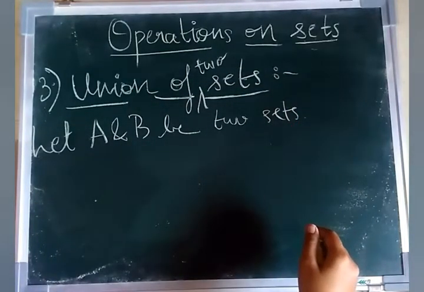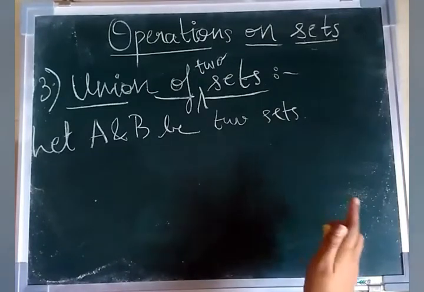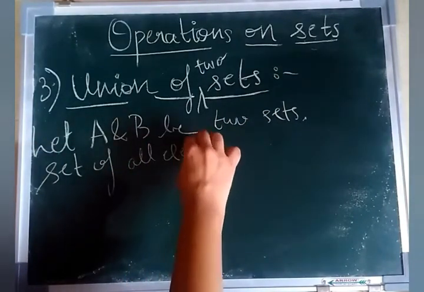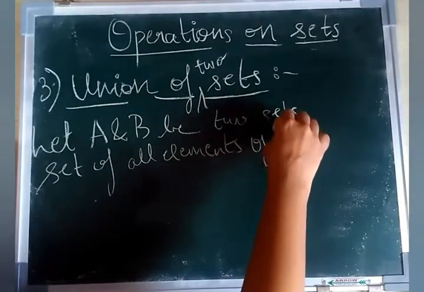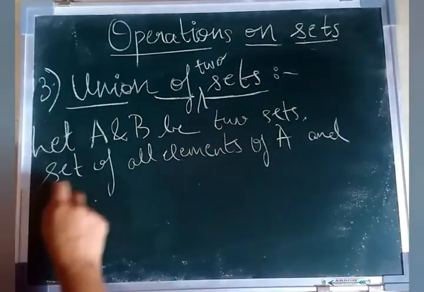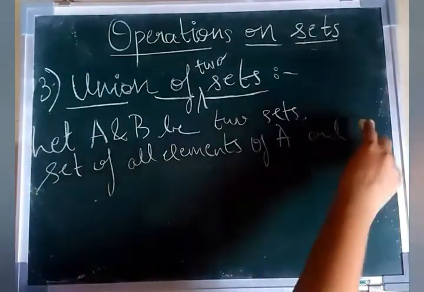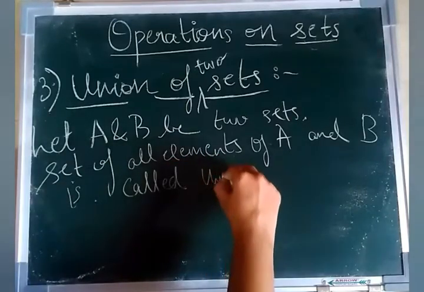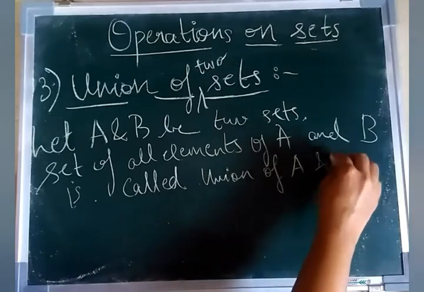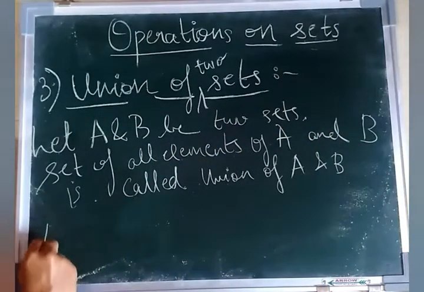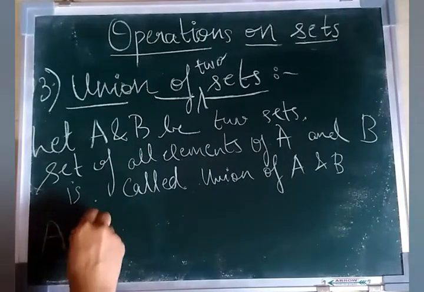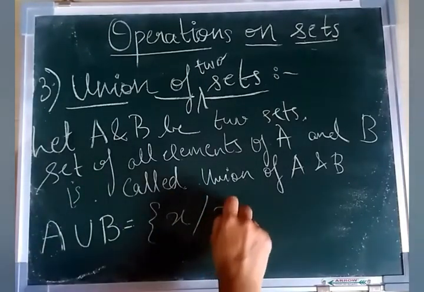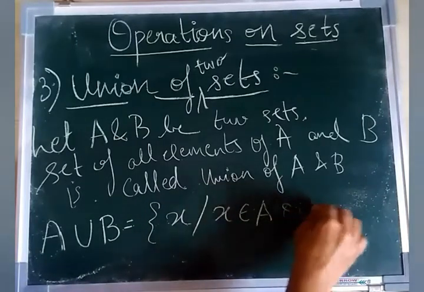Okay, then the set of all elements of A and B is called the union of A and B. Okay, so using the rule method or rule form I can write it as A union B is the set of all such x such that x is in A or x is in B.